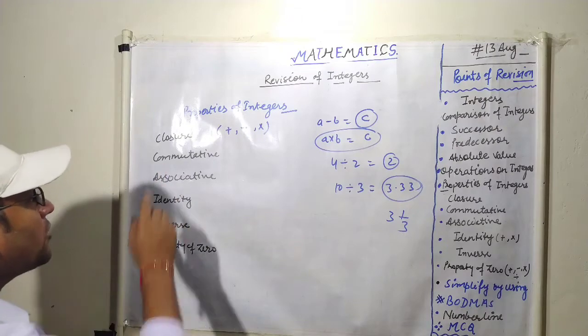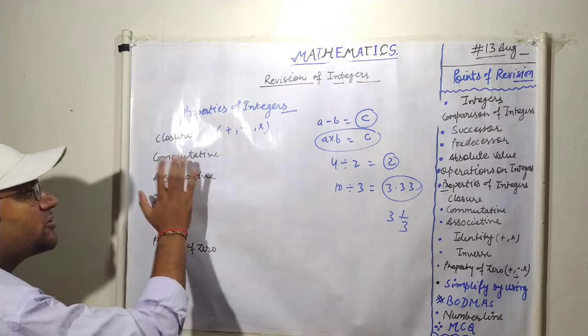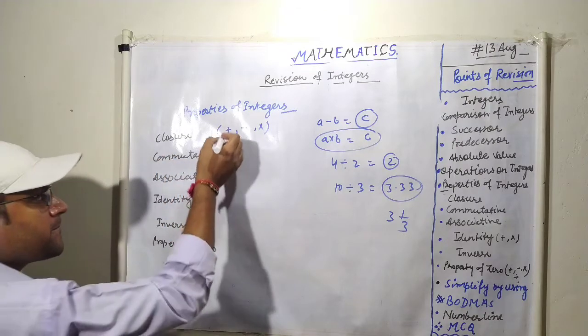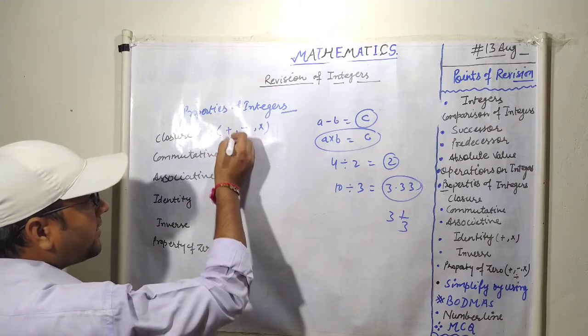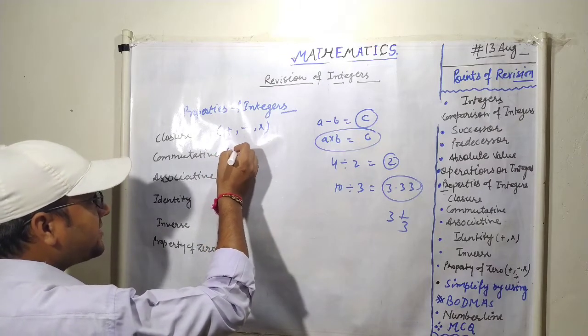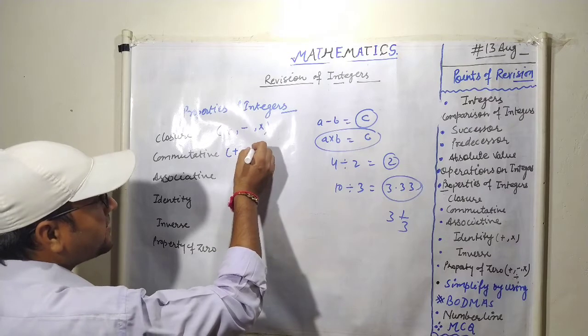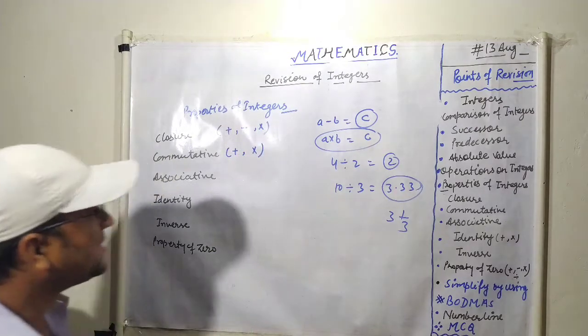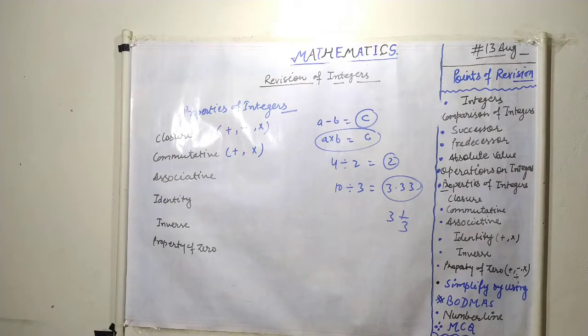Now the commutative property. The commutative property holds for addition and multiplication, students.